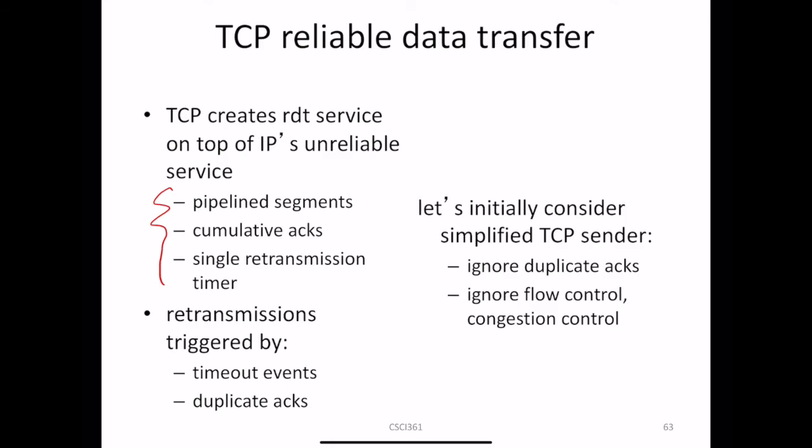Then let's see the retransmission. Retransmission can be triggered by two conditions. The first is a timeout event. The other is duplicate ACKs. Whichever of these two conditions is satisfied can trigger retransmission. Then let's consider a simplified TCP sender. Here we ignore the duplicate ACKs, and also ignore flow control and congestion control in order to simplify the description of the TCP sender side.